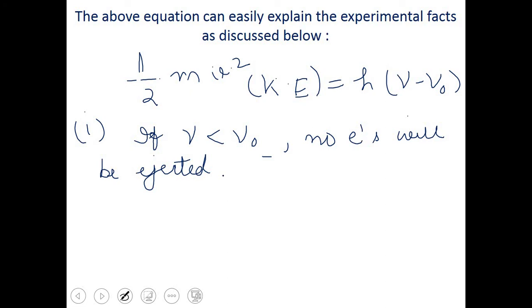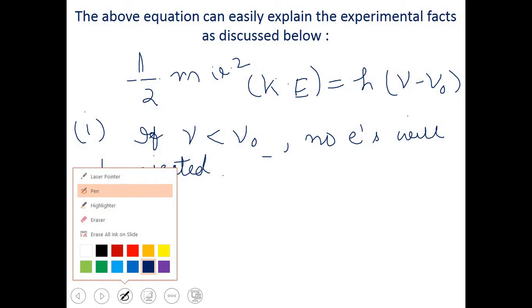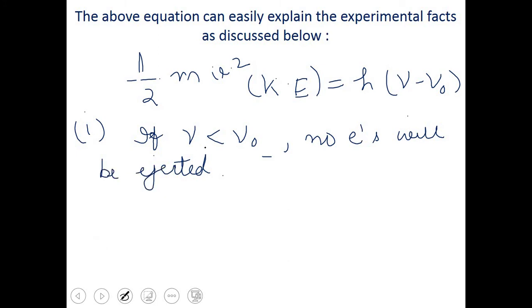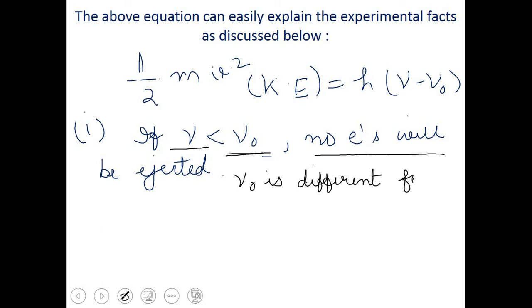So I just want to repeat the first point again, children. If the frequency of incident beam of light nu is lesser than threshold frequency of the metal, no electrons will be ejected. It doesn't depend on how long the beam of light strikes the surface of metal, or whatever the intensity of incident radiation is, and threshold frequency nu naught is different for different metals. This point I have already mentioned. So I hope this point is clear to you.